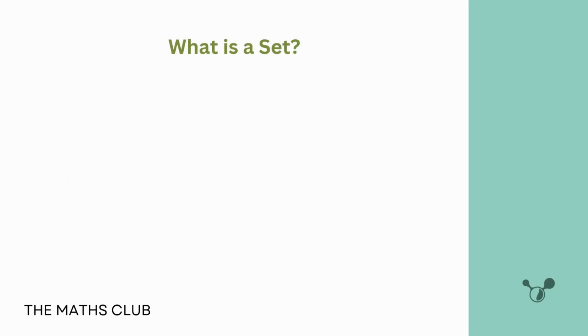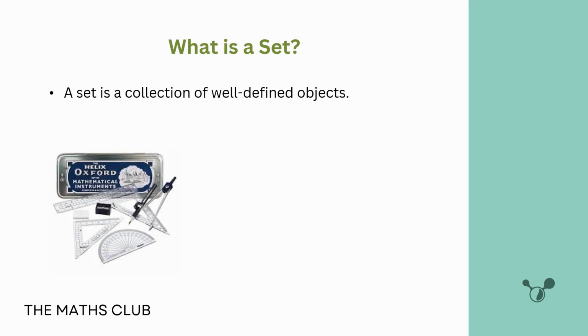So what is a set? A set is a collection of well-defined objects. I mean, this is a bit of English, but let's look at the picture to depict what we're actually saying. The first thing that comes to mind when any student sees sets is maths set, right? Why is it called maths set? Because it's just a group of well-defined objects.